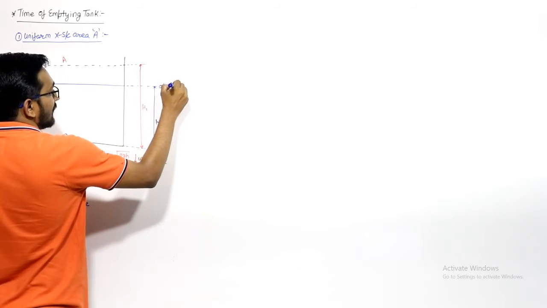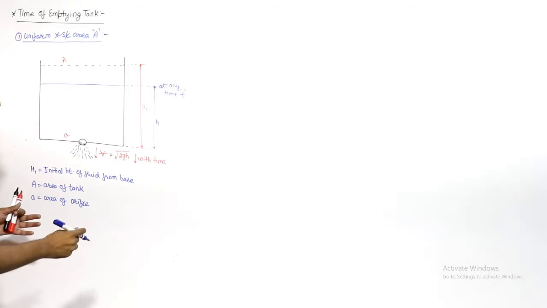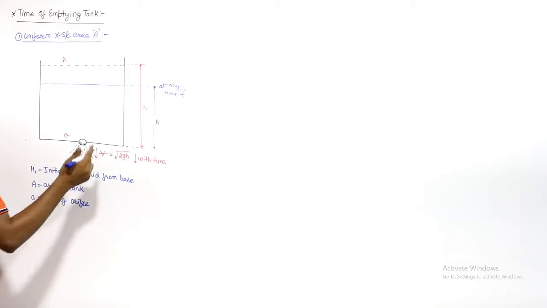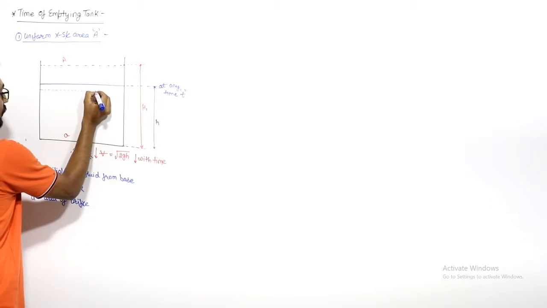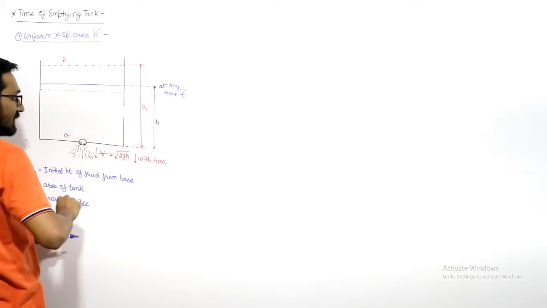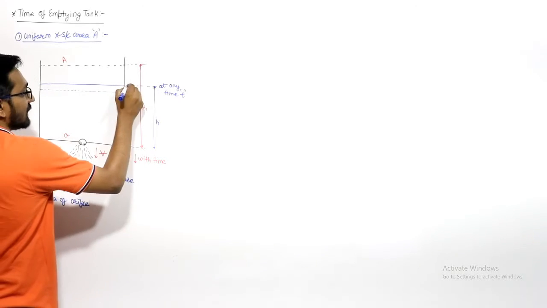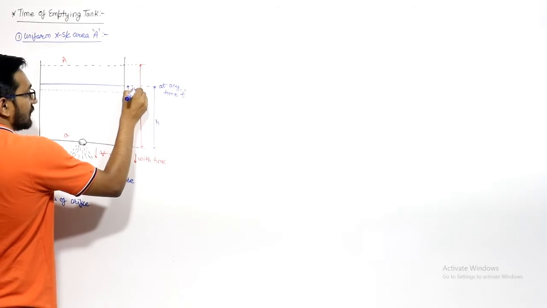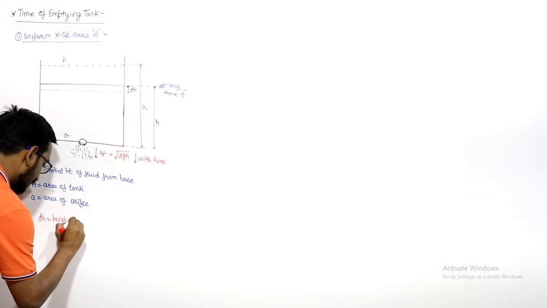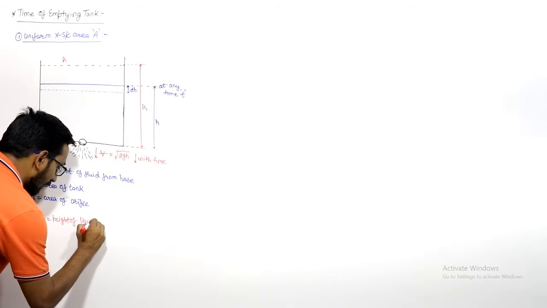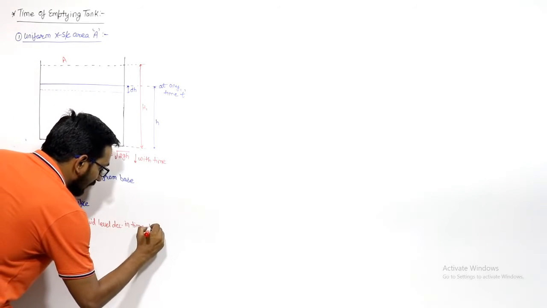At any time t, and for some infinitesimally small time dt, this height will decrease from here to here. Water will flow and this height will decrease. We can say that in a very small time dt, this height will decrease by, let us say, dh. So dh is the decrease in the height of the liquid level in time dt.